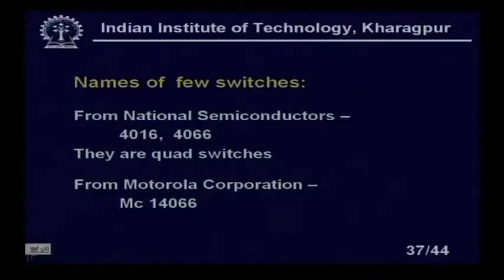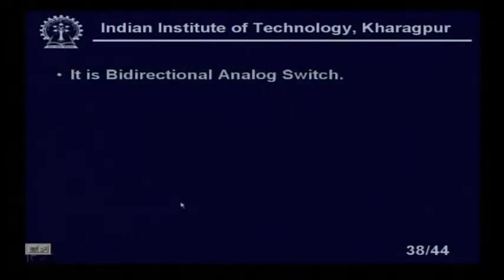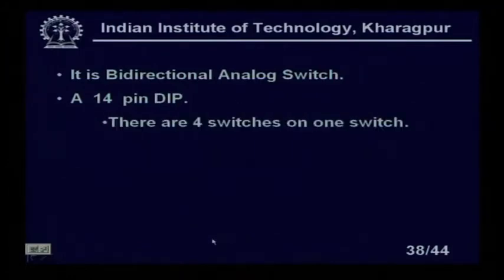In each case there are 3 pins necessary for each switch, one for input, another for output, and one for control. So, 12 pins are gone. 2 more pins, one for VSS, another for VDD. So, it is a 14 pin DIP which holds the 4 analog switches, right. Both the National Semiconductor and Motorola specifications we have given. It is a bidirectional analog switch, 14 pin DIP, with 4 switches in one chip. These are all the specifications.